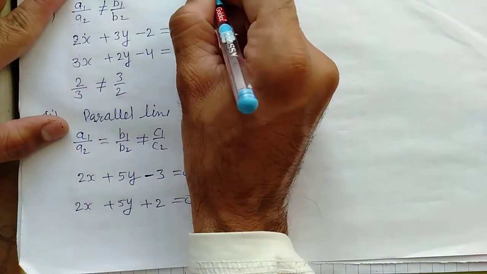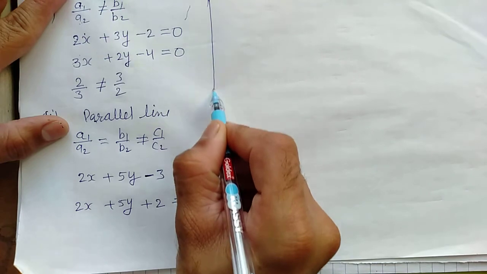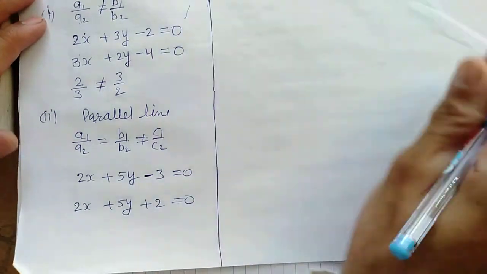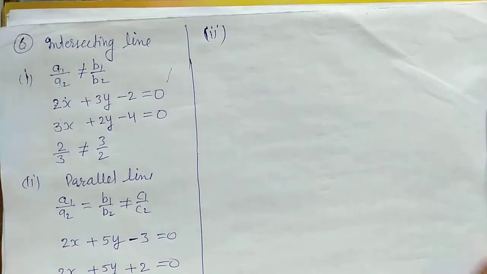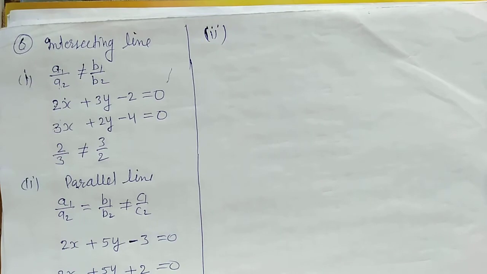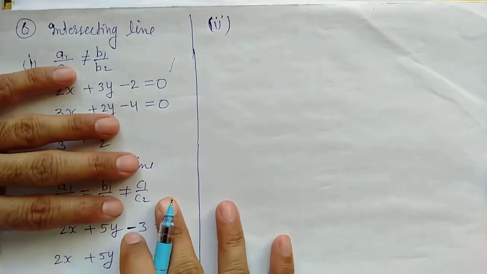Here I am drawing a line. Yes. Now number 3 of the same. What is number 3? Here also we have to give an example for a coincident line.